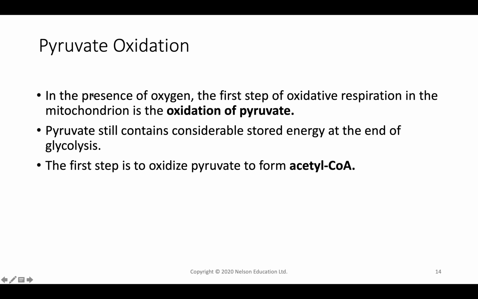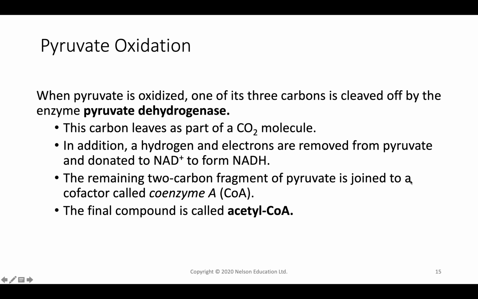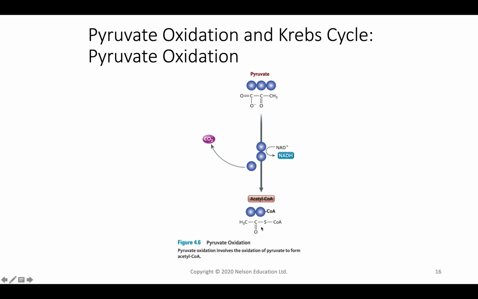The point being that pyruvate, that 3-carbon molecule, still has a lot of energy stored at the end of glycolysis that we can utilize if we send it through the mitochondria. So the first thing we have to do is make acetyl-CoA. And I'm not going to talk you through all of that, but basically we're going to utilize these multiple different stages to create acetyl coenzyme A.